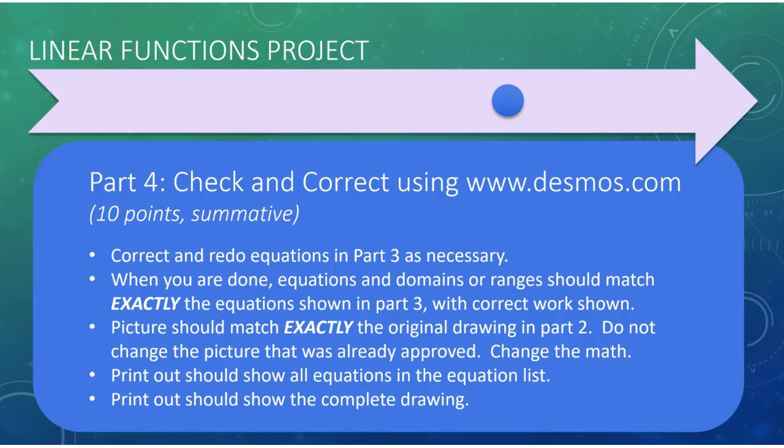Correct the math. When both parts 3 and 4 are correct and matching, print out the drawing and the equation list. Make sure the equations in part 3 and 4 are in the same order. Write the appropriate capital letter next to each equation in the Desmos printout.